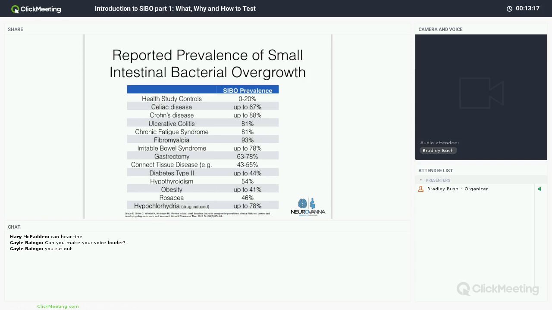Obesity, up to 41%. Rosacea, there's actually a great study published about rosacea directly being linked to SIBO. And about half the patients with rosacea, if you treat their SIBO, the rosacea will go away. I mean, it's 50%. So it's like, well, yeah, that should be part and parcel of any rosacea workup. And of course, hypochlorhydria.